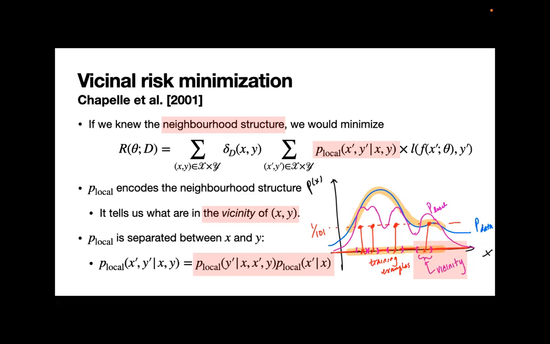So instead of looking at a single point at a time and trying to minimize the loss associated with it, for each of the training points, we're going to look at this vicinity and then try to minimize the loss within the entire vicinity.